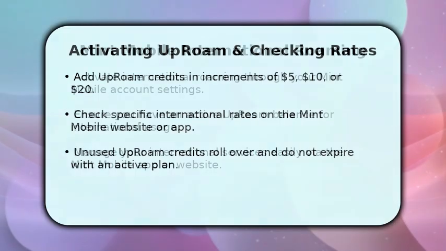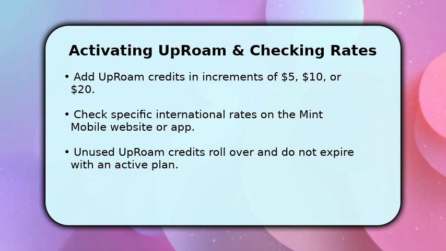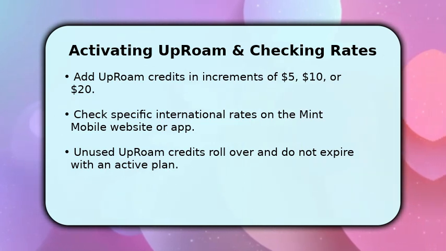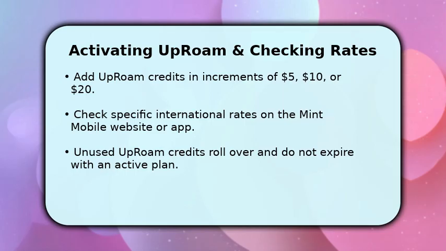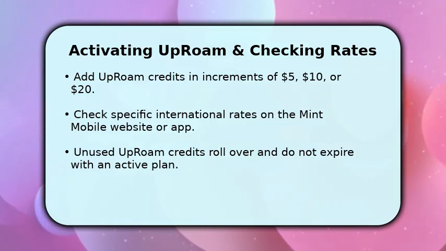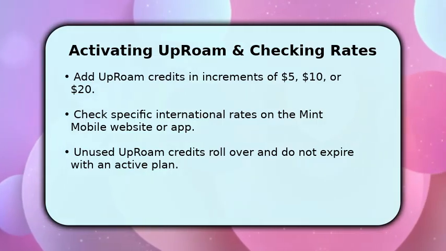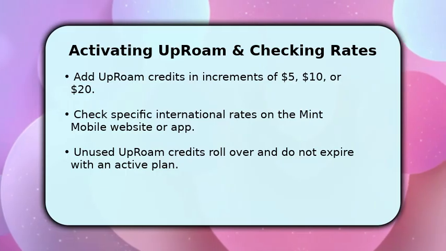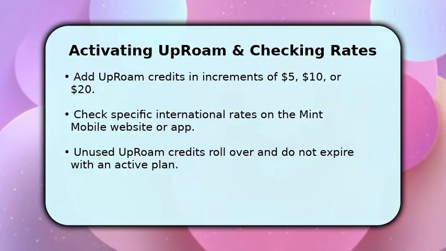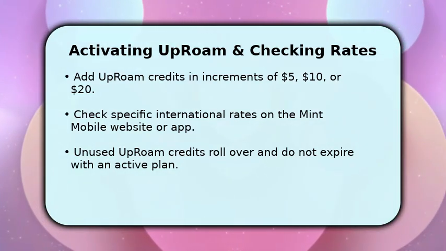To get started, you'll need to add funds to your Up Roam balance. You can purchase these credits in amounts of $5, $10, or $20 through your online account or the app. It's important to check the current rates for calls, texts, and data in your destination country, as these vary. The good news is that any unused Up Roam credits will carry over and never expire as long as your Mint Mobile plan remains active.